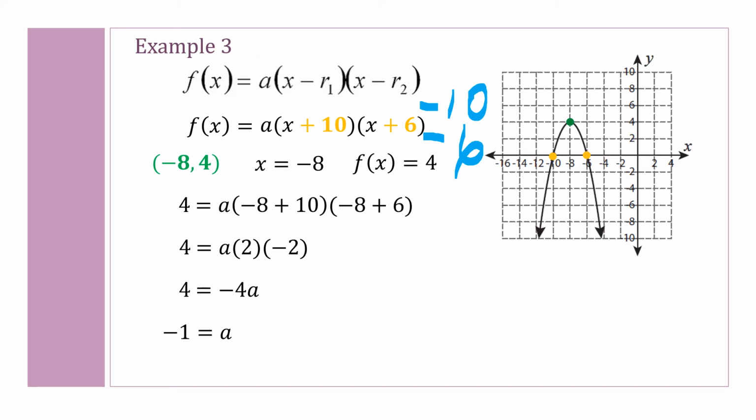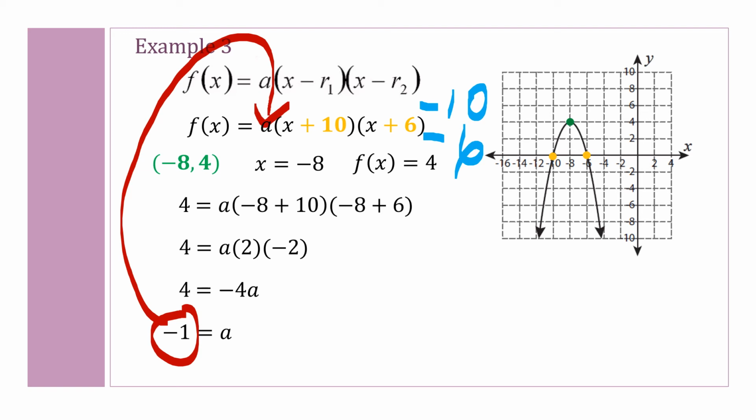So now we're going to take -1, put it back in the place of A, and our form is now f of X equals the opposite of the quantity of X plus 10 times the quantity of X plus 6. Now notice I didn't put the 1 behind the negative because it's understood to be a 1. So we get rid of the 1 and just put a negative there.